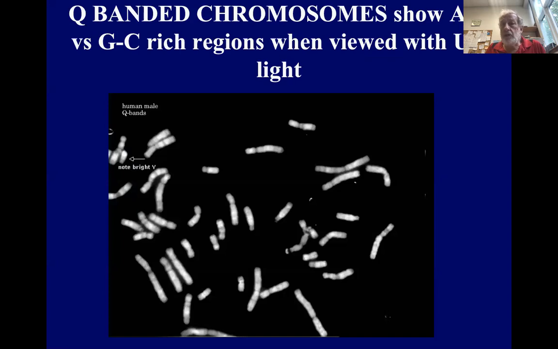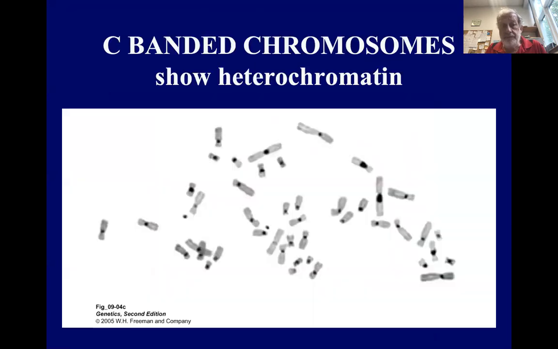Q-banding shows AT versus GC-rich regions of the chromosomes when viewed with UV light. C-banding shows heterochromatin, so the dark regions are the heterochromatin that I've defined before, the inert DNA. Mostly that's centered around the centromeres, but not in all creatures.